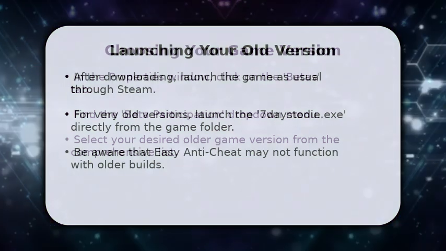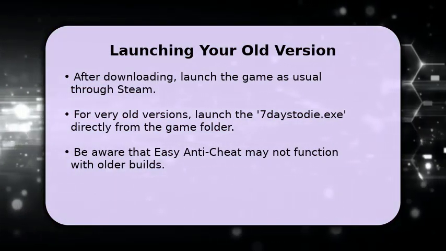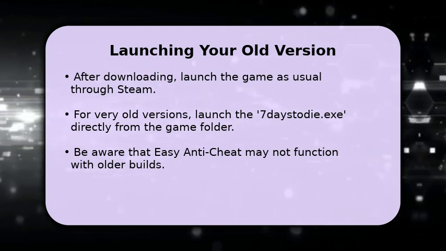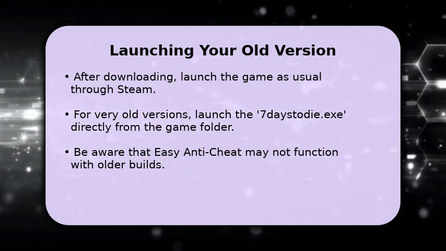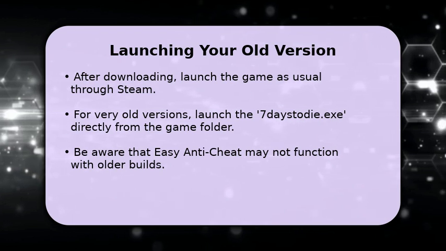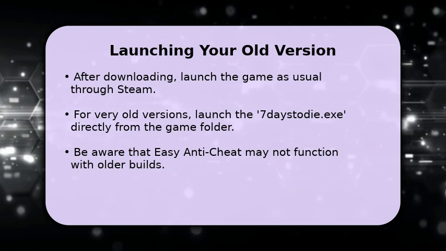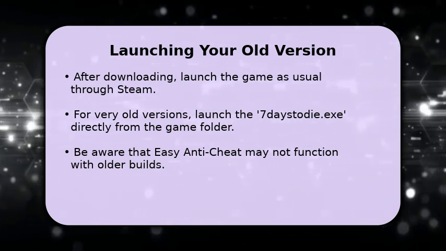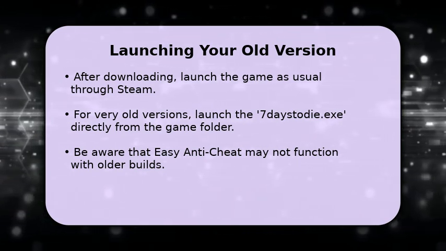Once Steam finishes downloading your chosen version, you can typically launch the game directly from your Steam library as usual. However, for some very old versions, you might need to navigate to the game's installation folder and launch the 7day-to-die.exe file directly. Keep in mind that Easy Anti-Cheat might not be compatible with these older builds. Now, you're all set to enjoy the distinct gameplay and features of your selected classic version.